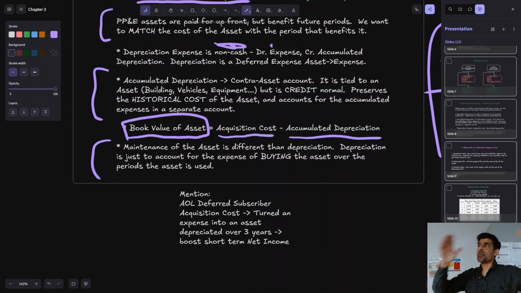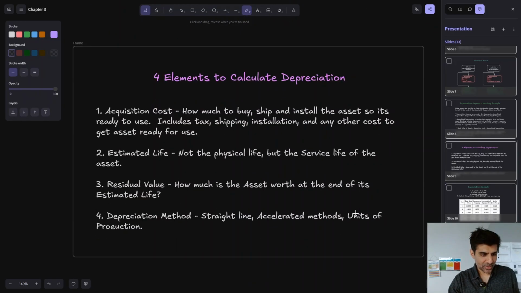I'll say it again. Maintenance expense and depreciation expense are two different concepts, right? Depreciation expense is only for accounting for the purchase of that asset. The cost of maintaining it is separate. Okay, so what do you need to calculate depreciation?